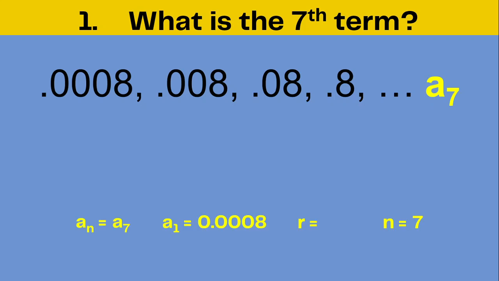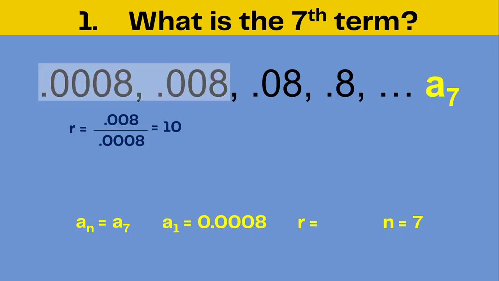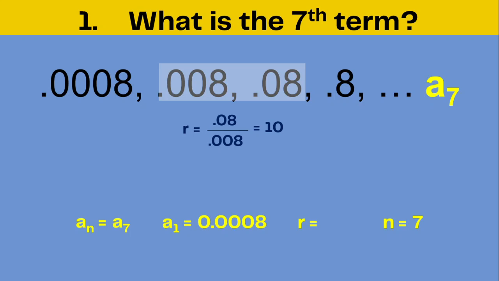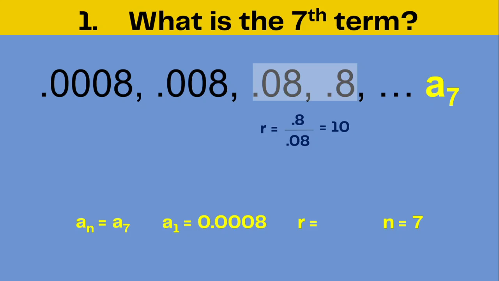a sub n is equal to a sub 7, a sub 1 is equal to 0.0008, and n is equal to 7. Now, let's find the common ratio. 0.008 divided by 0.0008 is equal to 10. 0.08 divided by 0.008 is equal to 10. And 0.8 divided by 0.08 is equal to 10. So, the common ratio is 10.